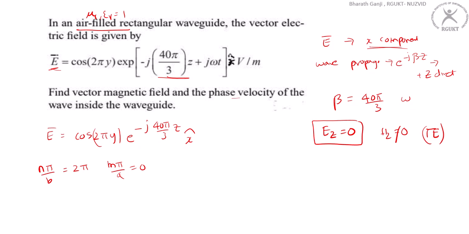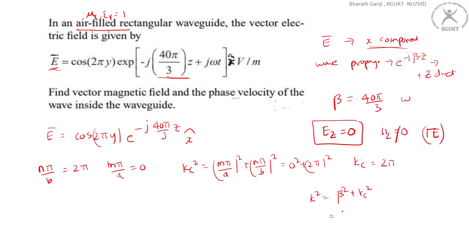Right. So how do I calculate the frequency here as well as the magnetic field vector? First let us try to calculate kc. kc square is nothing but m pi by a whole square plus n pi by b whole square. So that means 0 square plus 2 pi whole square, which makes kc equal to 2 pi. But k square is nothing but beta square plus kc square. So beta is given as 40 pi by 3, whole square, plus kc as 2 pi, whole square. From this I get k equal to 13.482 pi.